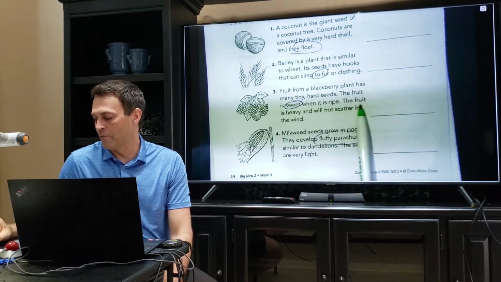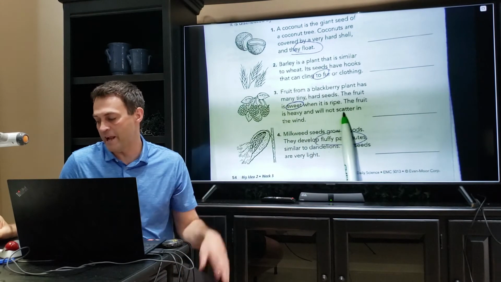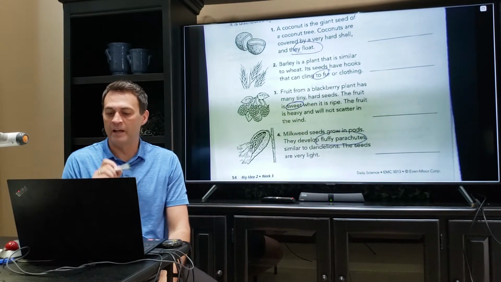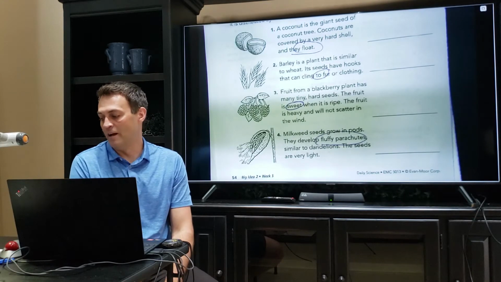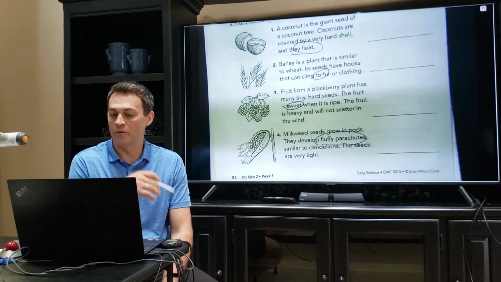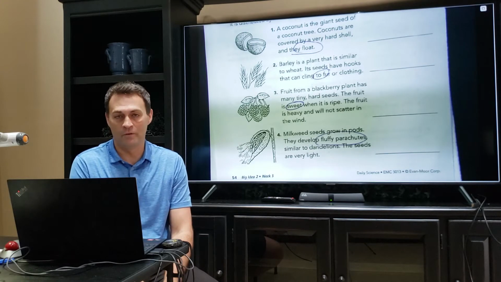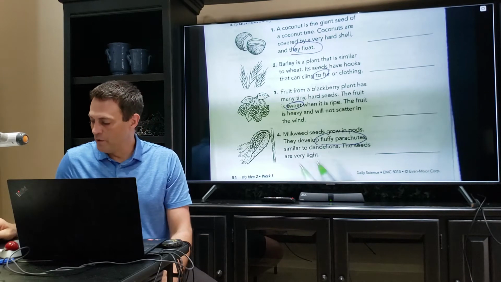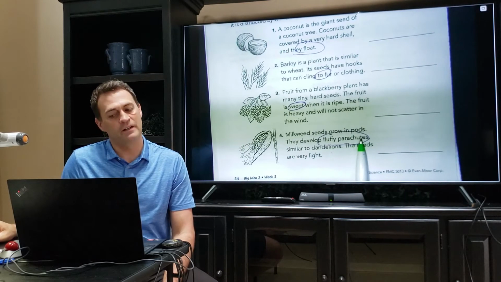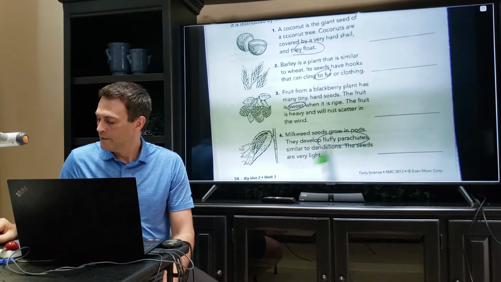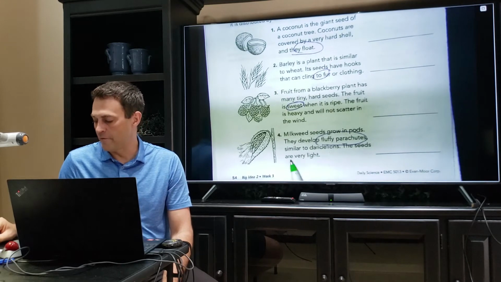When it is ripe, the fruit is heavy and will not scatter in the wind. So it's too heavy to be carried by wind. You can eliminate that. Too heavy to probably float. Can be eliminated by that. What's your third choice? Hint, hint. Milkweed seeds grow in pods. They develop fluffy parachutes. What do you need for fluffy parachutes? Similar to dandelions, the seeds are very light.